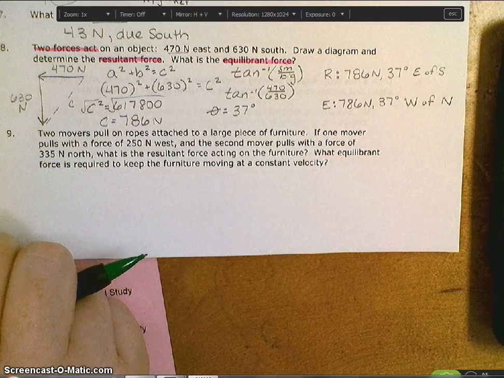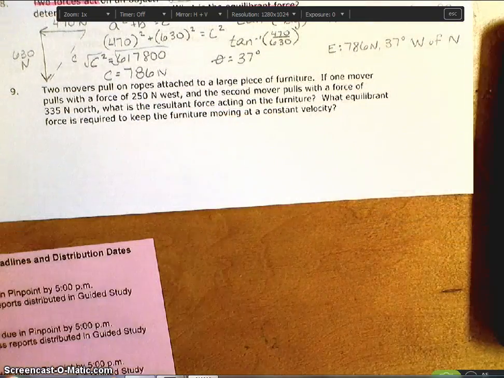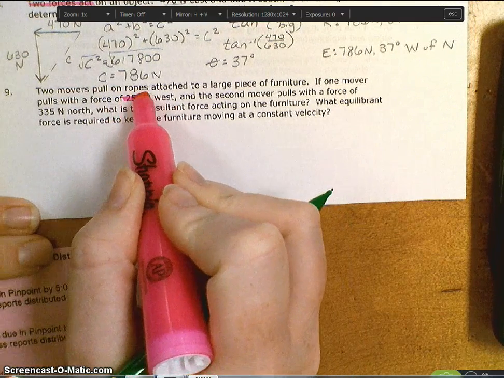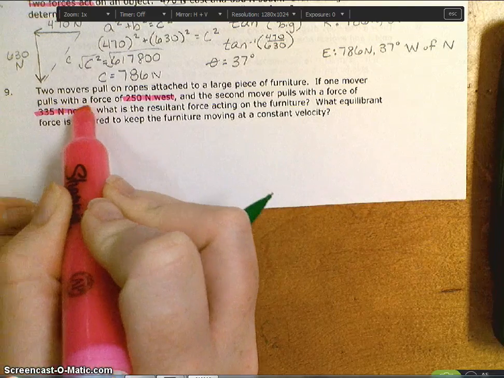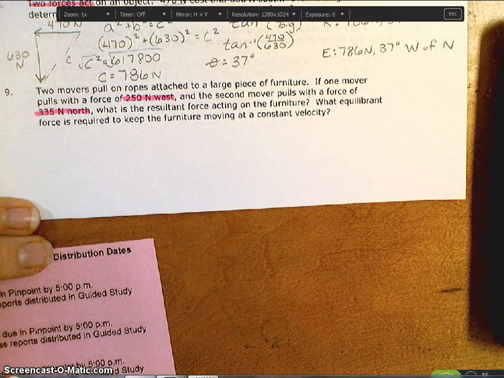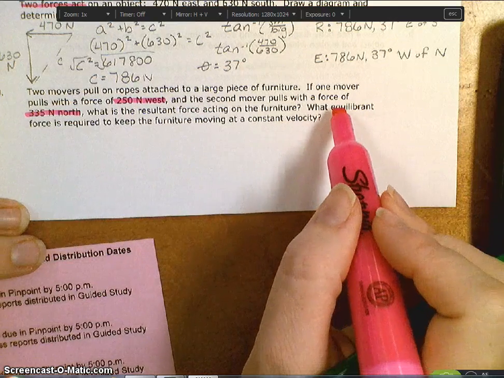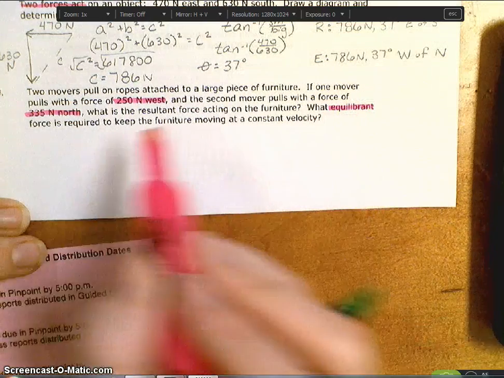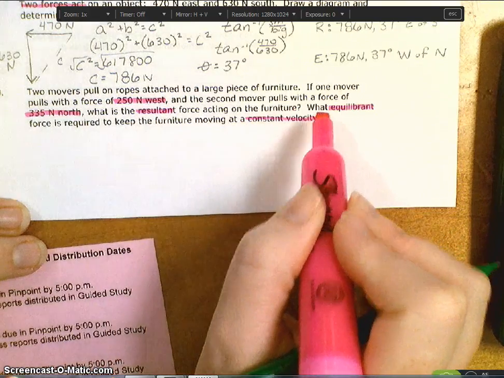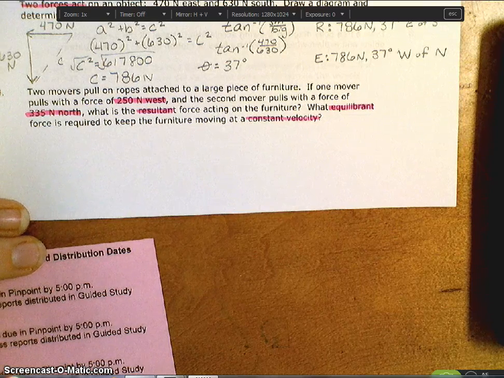I'll begin working the problem for those of you who need help setting up. What I look for first in my problem are the numbers. I automatically see directions. I haven't even read the question yet. But if I skim through the question, I'll start to see equilibrant, resultant. I see this too, constant velocity. Okay, so there's a few things going on here.